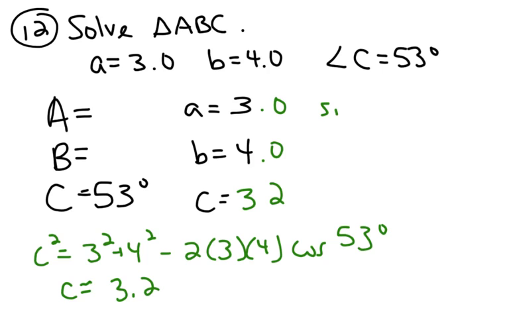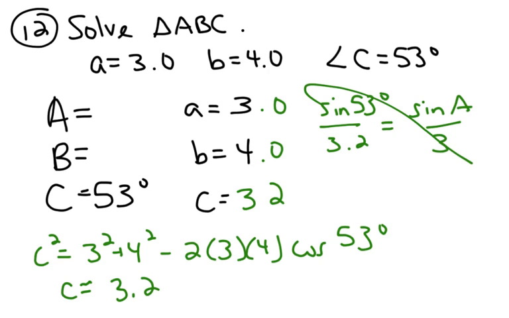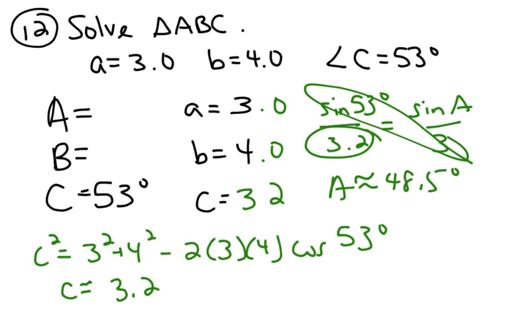So I would do the sine of 53 degrees over 3.2 is equal to the sine of A over 3. 3 times the sine of 53 degrees divided by 3.2, inverse sine, is going to give you an answer of approximately 48.5 degrees. And once you know angle A, you can find angle B by subtracting 180 minus 53 minus 48.5, and you get 78.5.